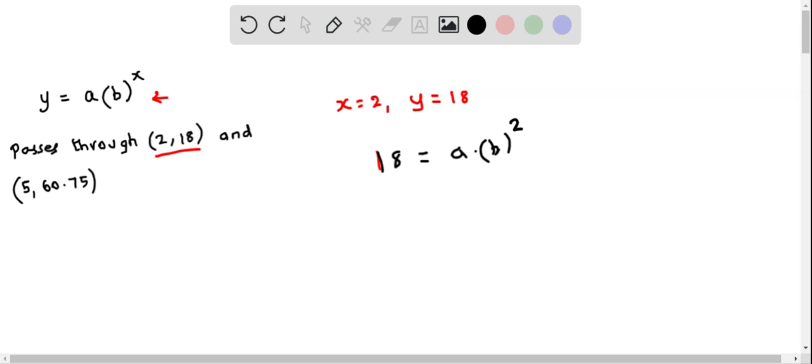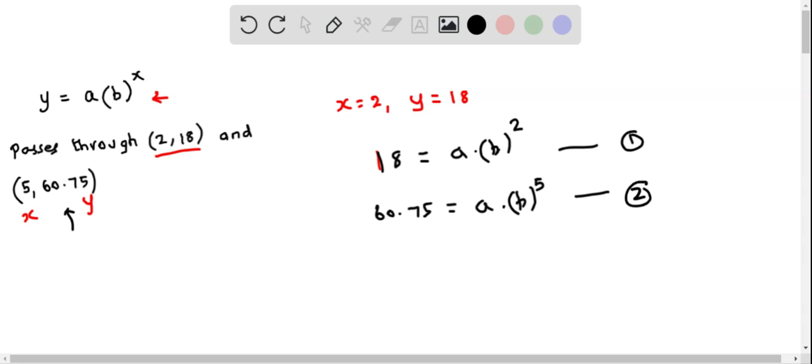So let's say this equation is number 1, and we will now substitute this point, that is 5 comma 60.75. So I'm going to substitute x equal to 5 and y equals 60.75, and when I do that, I get 60.75 equals a times b raised to the power of x, which is 5. So let's say this is equation number 2.